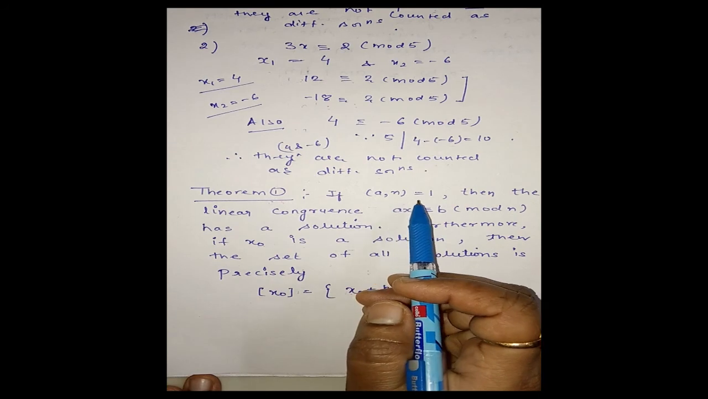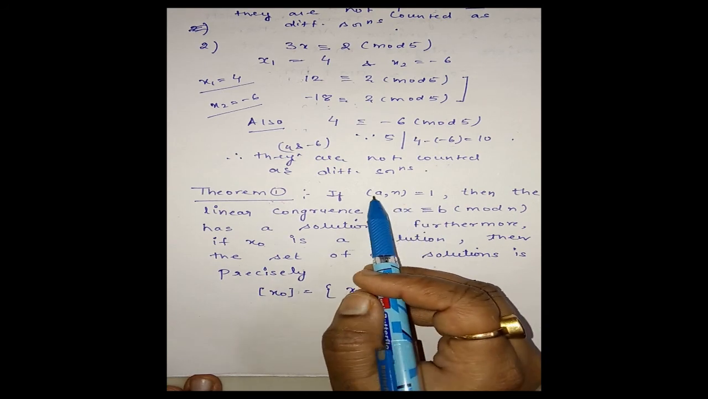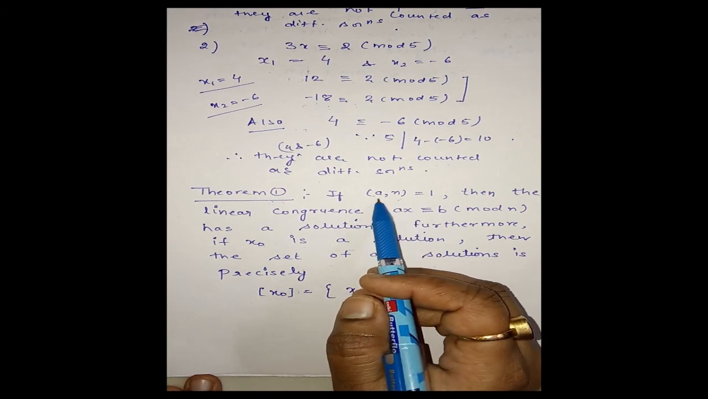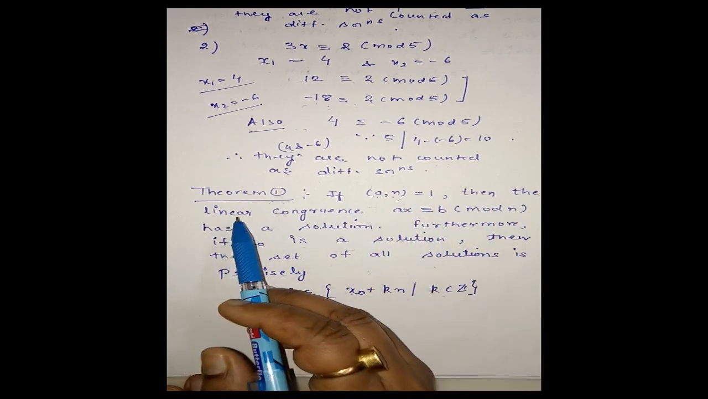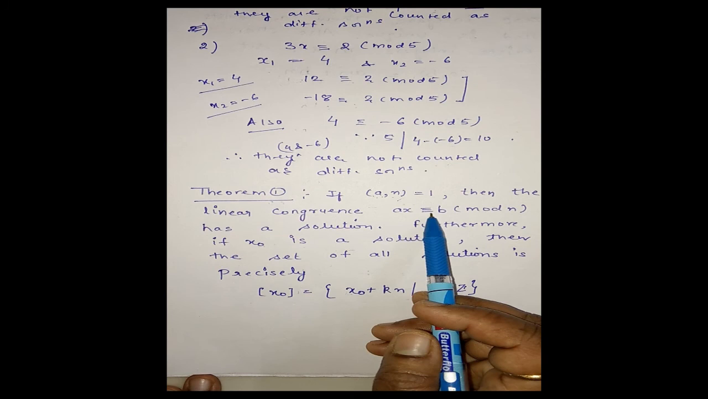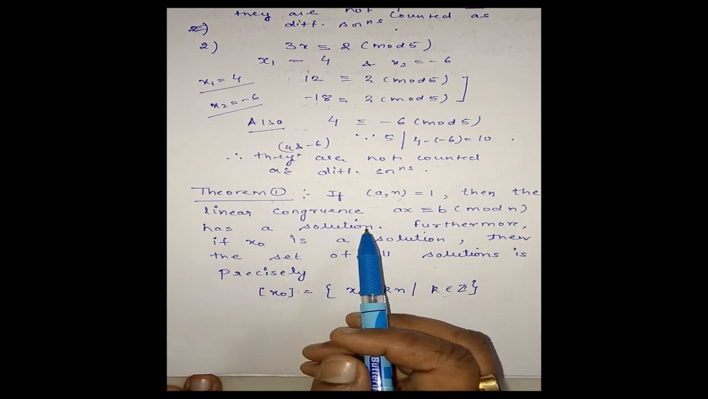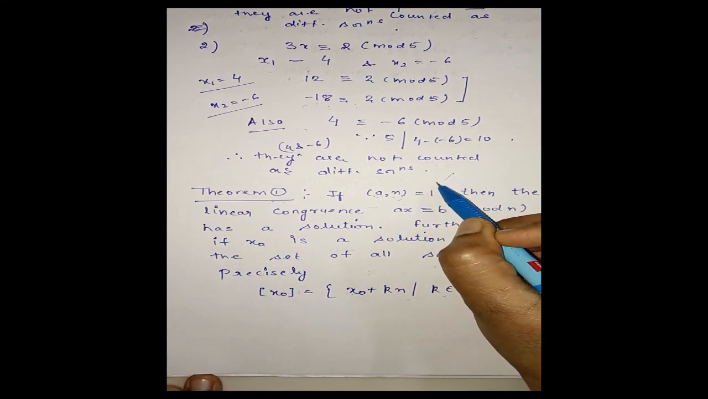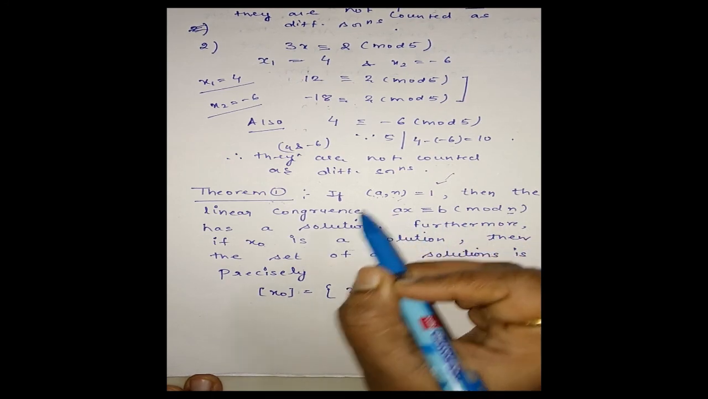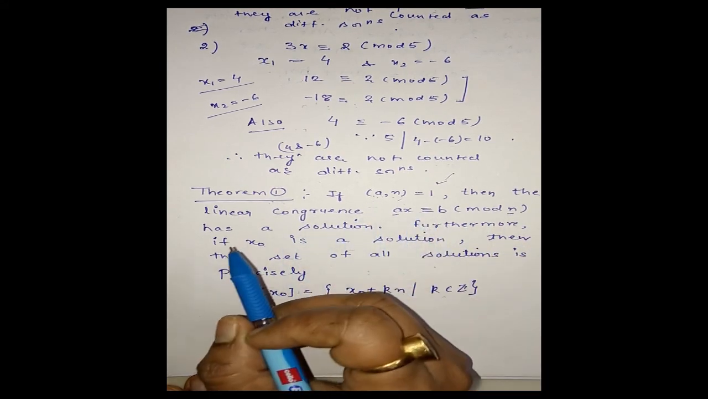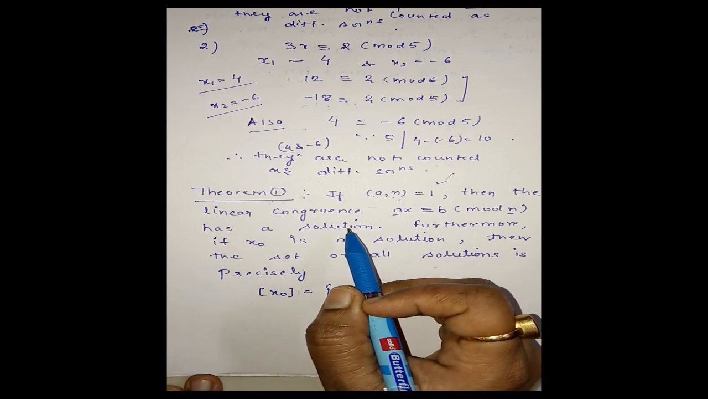If GCD of A and N, this is a notation for GCD, greatest common divisor, is equal to 1, then the linear congruence AX congruent to B modulo N has a solution. If this condition is satisfied, if GCD of A and N is 1, then this theorem guarantees that there exists a solution to this congruence.